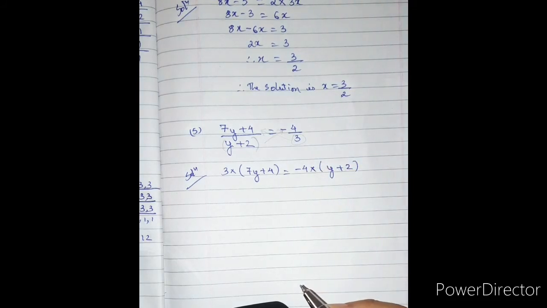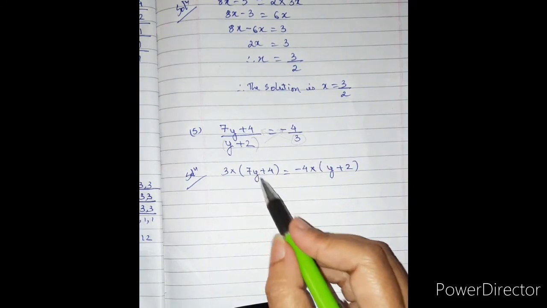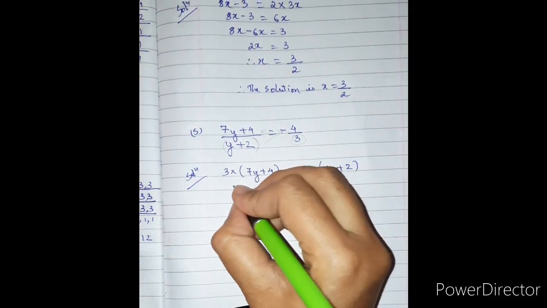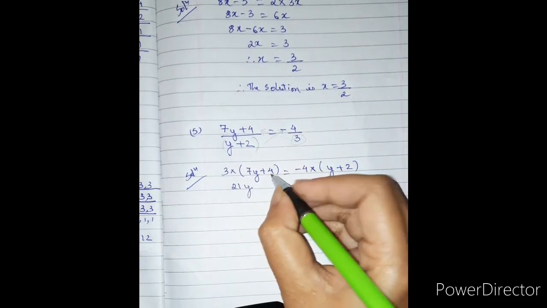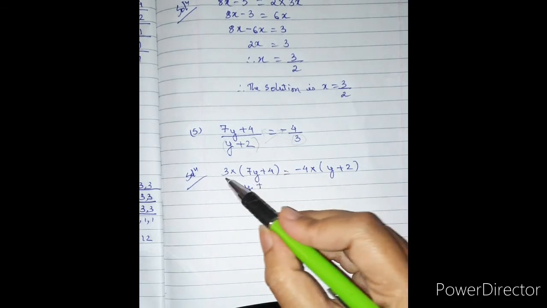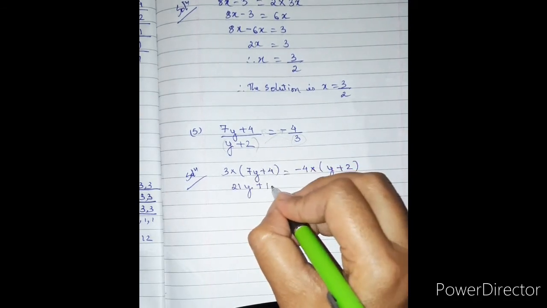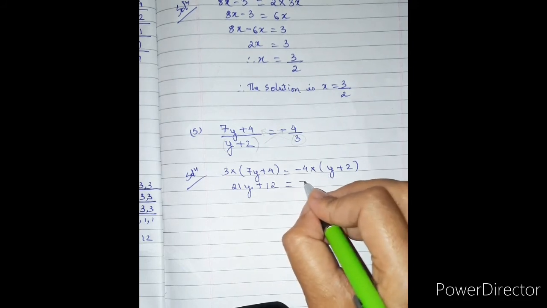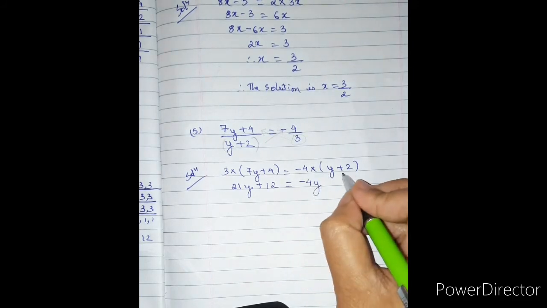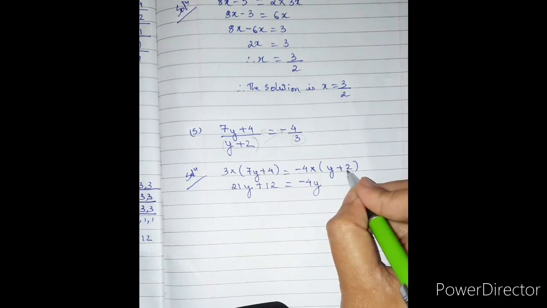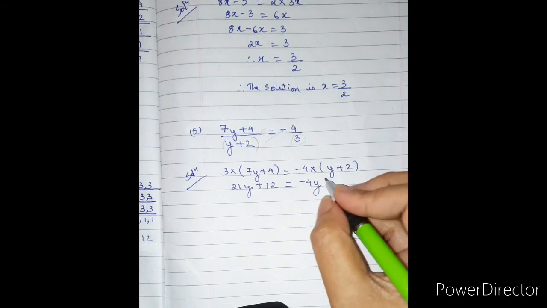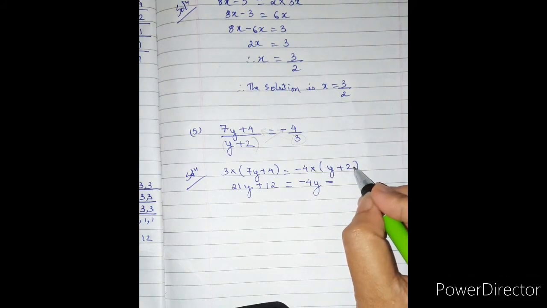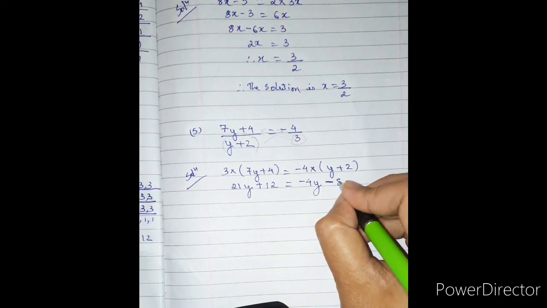Now open the bracket using the distributive property, a into b plus c. Okay, so 3 7s are 21y plus 3 4s are 12, which is equal to -4 into y will give us -4y. Now minus and plus. Minus into plus becomes minus. Be careful of the sign. 4 into 2 is 8.